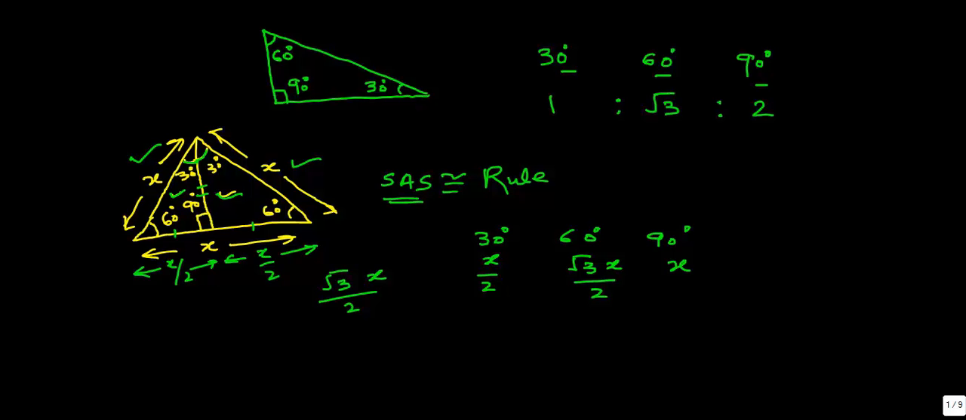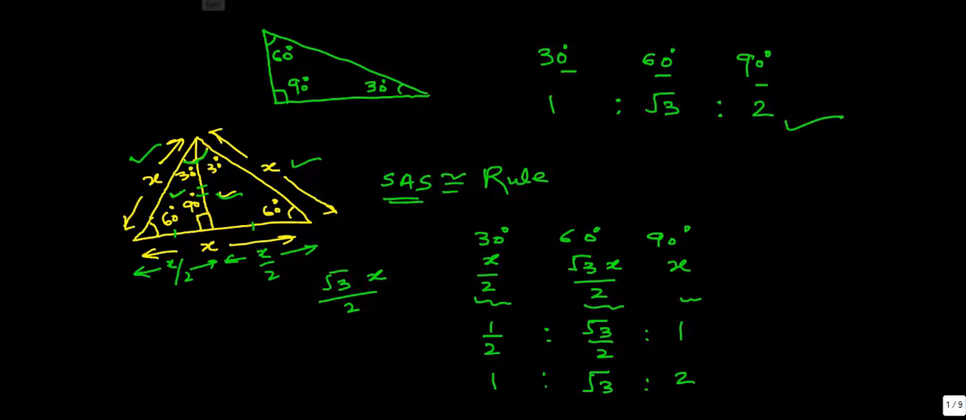And now if you calculate this ratio, you just need to divide these 3 by x and then multiply by 2. So by dividing by x, we will get 1 by 2, √3 by 2, 1, and when we multiply them by 2, the ratio will be 1 : √3 : 2. This is the same result which I was talking about, and believe me, this result is going to be very, very useful for solving particularly multiple choice questions.